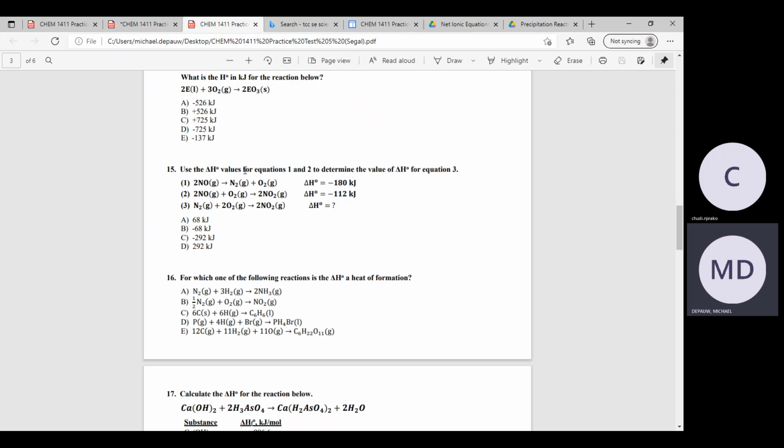It says, use the delta H values for equations 1 and 2 to determine the value of delta H for equation 3. So when you're doing Hess's law, what you want to do is look at the equation you're trying to solve for. In this case, that would be this equation right here. So this is the equation that I'm trying to find, okay?